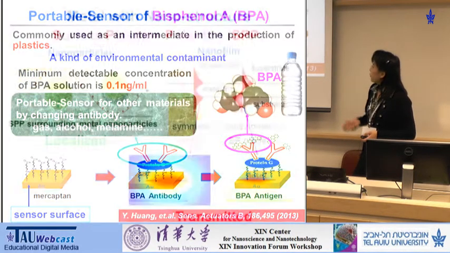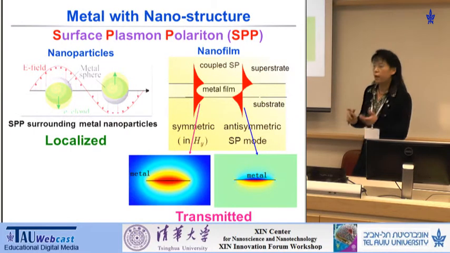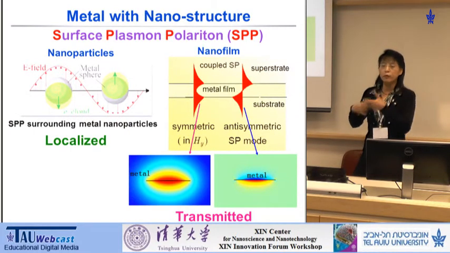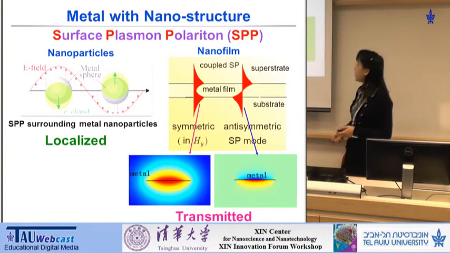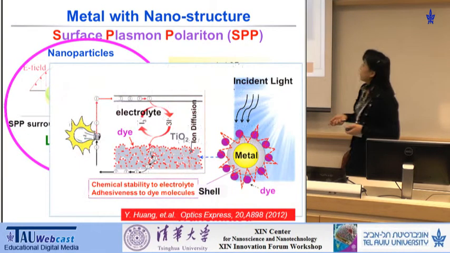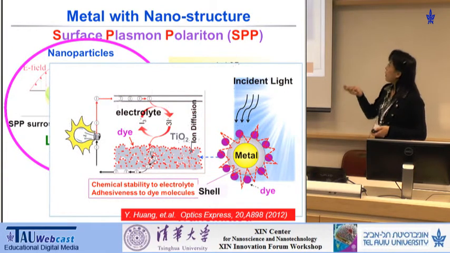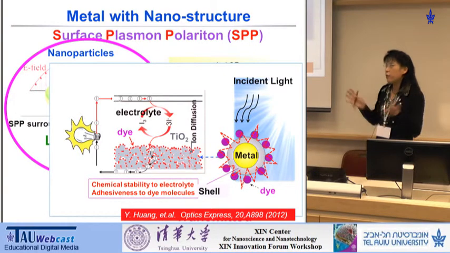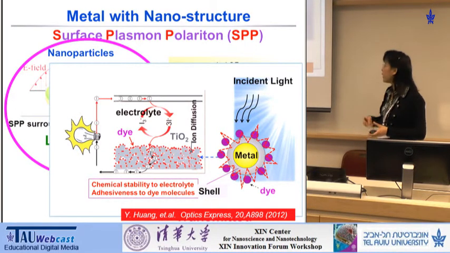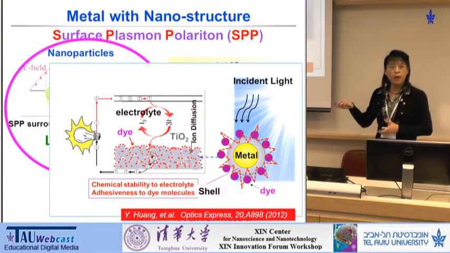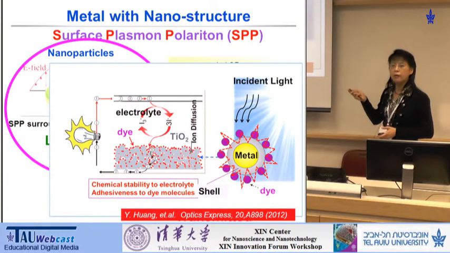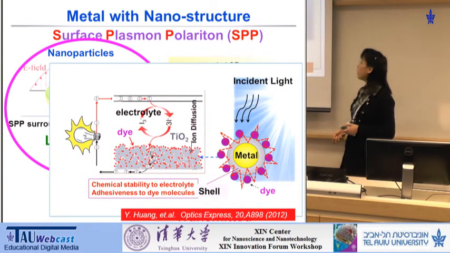So this is a nanofilm. As for the nanoparticle, it can localize the light field here, so it is sometimes used in solar cells to improve the absorption of light. In our lab, we developed a kind of core-shell structure here. The core-shell structure not only can localize the field to improve the absorption, but also can isolate the metal from the electron and the hole, so improving the efficiency of the solar cell.